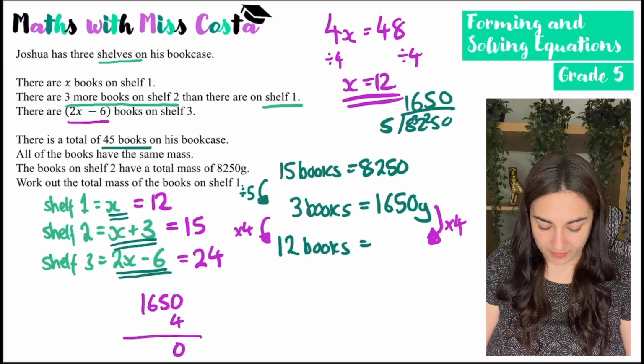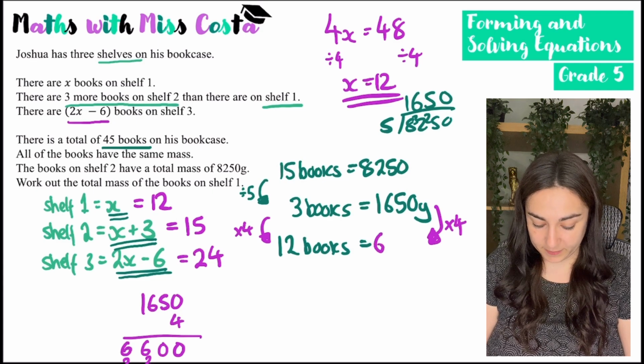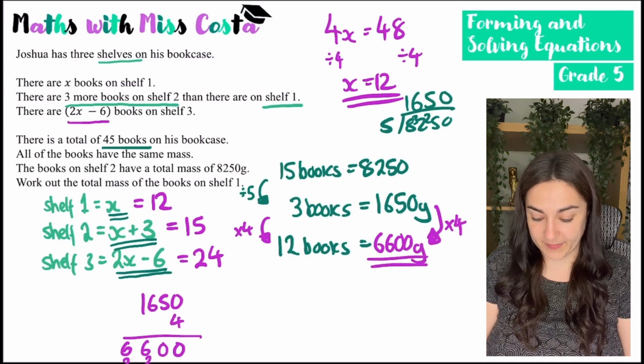So 4 times 0 is 0, 4 times 5 is 20, 4 times 6 is 24, plus the 2 is 26, and 4 times 1 is 4, plus the 2 is 6. So 12 books are going to be 6,600 grams. And that's how you do that question.